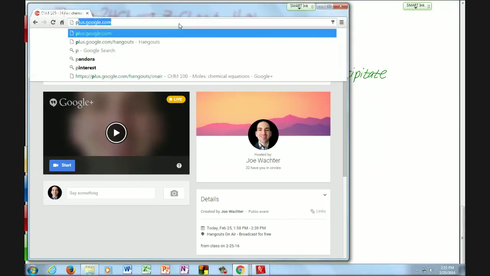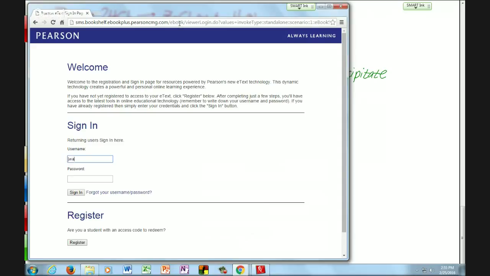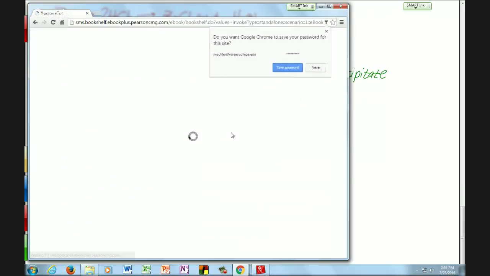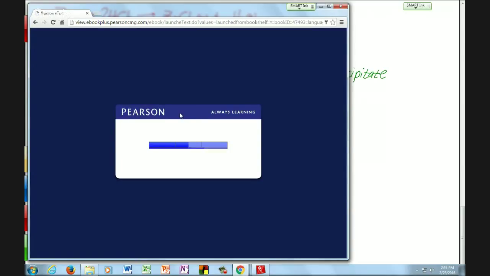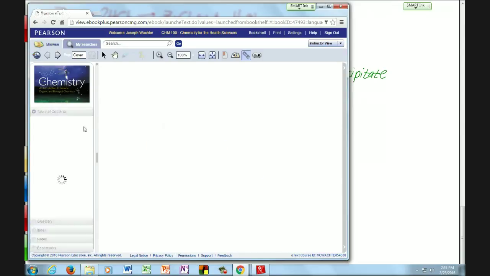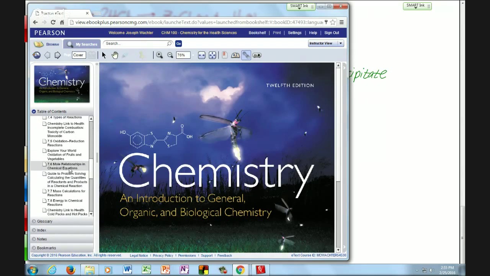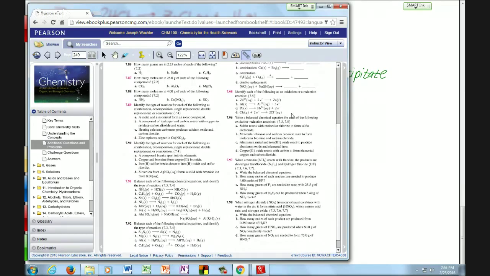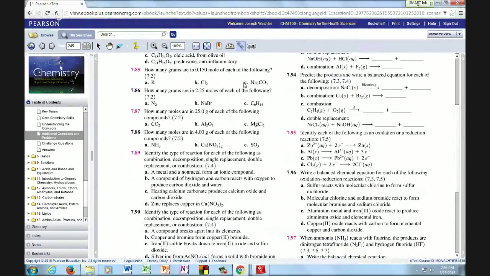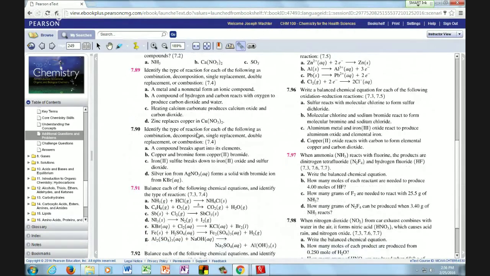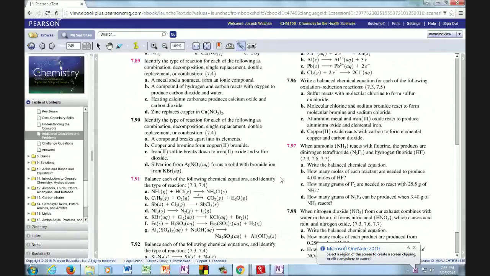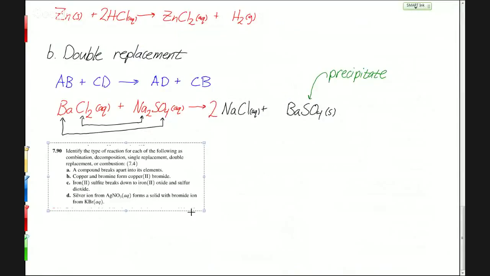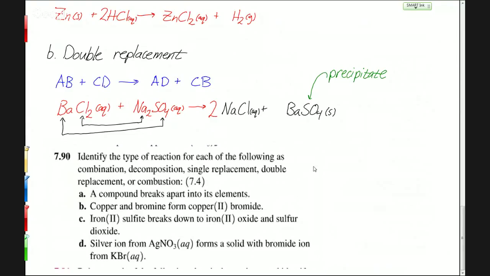I forgot to load it up. Let's pull up the book and take a look at some examples of these types of problems. Is that big enough? Can you read that?